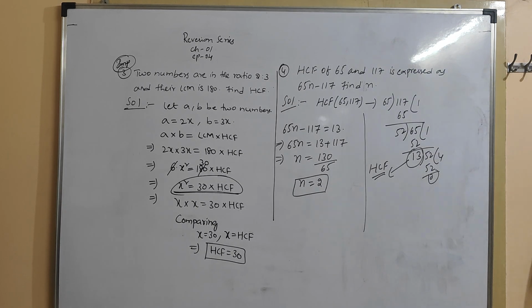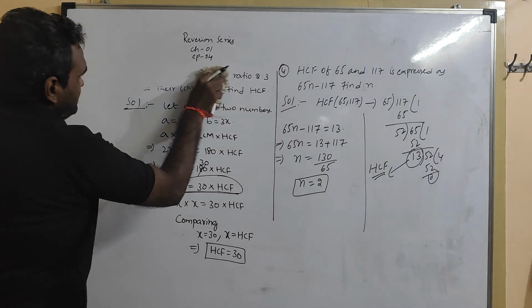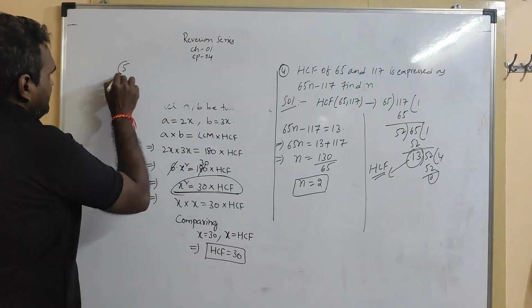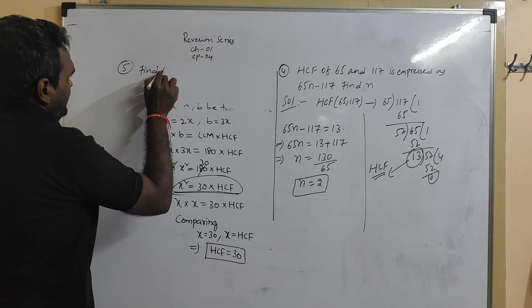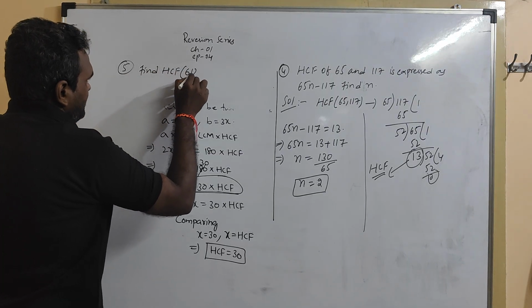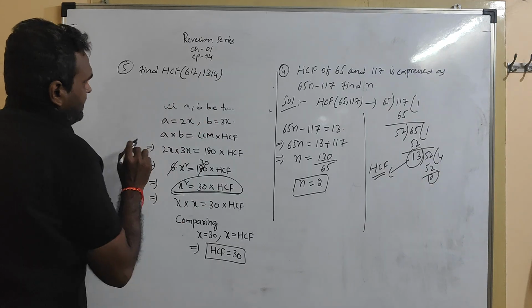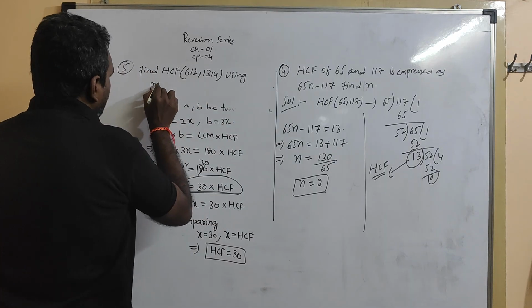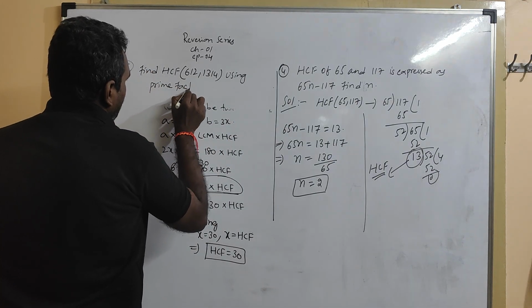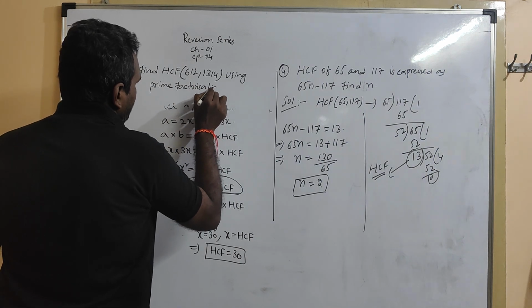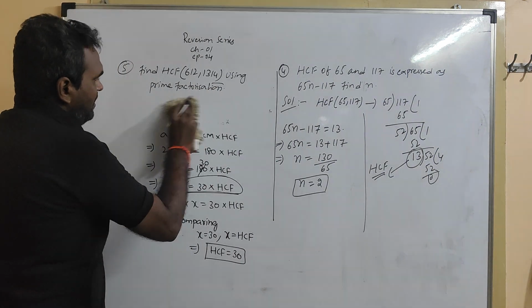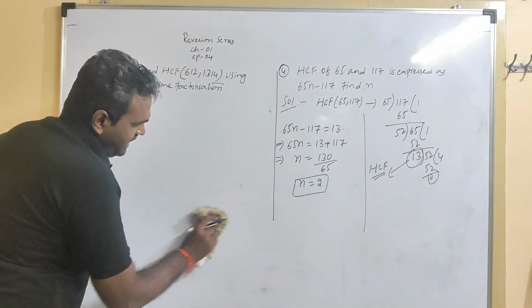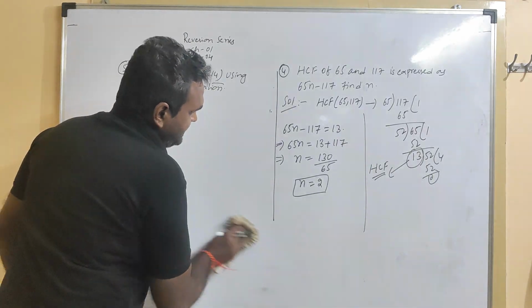Next question is, find HCF of 6, 12 and 13, 14. See here twist is, using prime factorization he told. This is the twist in the question. Normally long division, we are very good in doing long division for doing HCF. But here what they asked is using prime factorization.